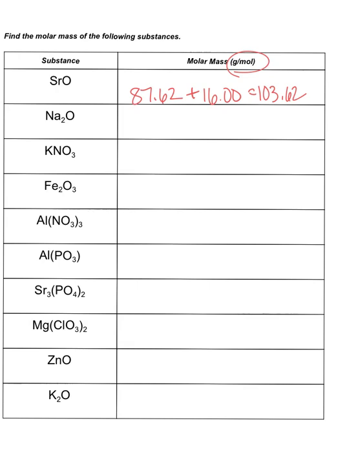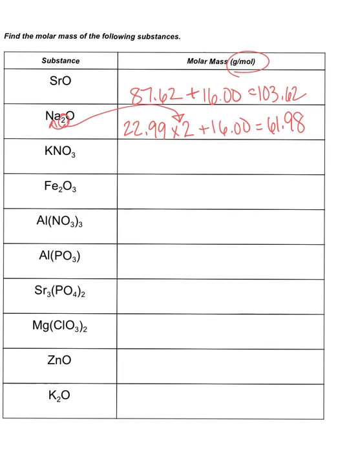For the next one, Na2O, I'm going to use the molar mass of Na, which is 22.99, round to 23 if you prefer, times 2 because there's two of them, plus oxygen. Notice the 2 acts just on the Na, so that's where this 2 comes from. 22.99 times 2 plus 16, and I get 61.98.